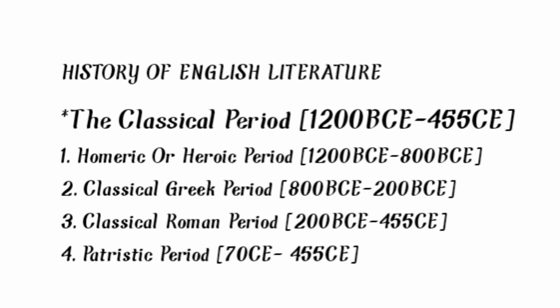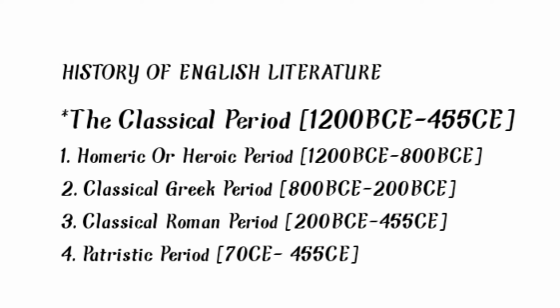Classical literature started from 1200 BCE and lasted until 455 CE. BCE means Before the Common Era and CE means the Common Era. Classical literature is divided into 4 periods. The first period is known as the Homeric or Heroic period, from 1200 BCE to 800 BCE. This period is basically known for the Greek writer Homer, whose works the Iliad and the Odyssey are the most famous.